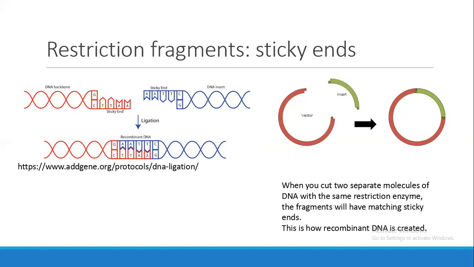When you cut two separate molecules of DNA with the same restriction enzyme, the fragments will have matching sticky ends. This is how recombinant DNA is created. Here we look at two colors, red and green. This is a complete recombinant DNA, because some of the DNA is the vector, in red color, and the insert is in green color.